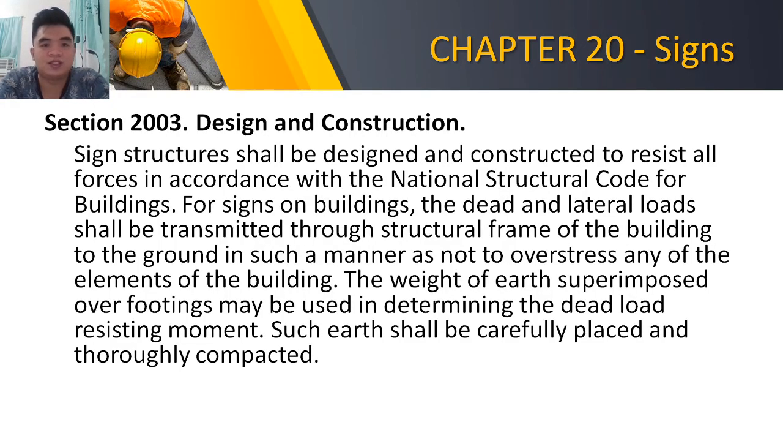Section 2003, design and construction. Sign construction shall be designed and constructed to resist all forces in accordance with the National Structural Code for buildings. For signs on buildings, the dead and lateral loads shall be transmitted through the structural frame of the building to the ground in such a manner as not to overstress any of the elements of the building. The weight of earth superimposed over footings may be used in determining the dead load resisting moment. Such earth shall be carefully placed and properly compacted.